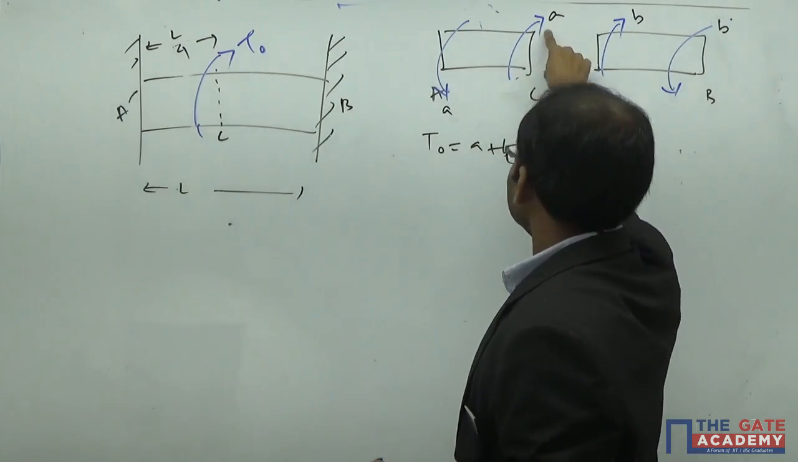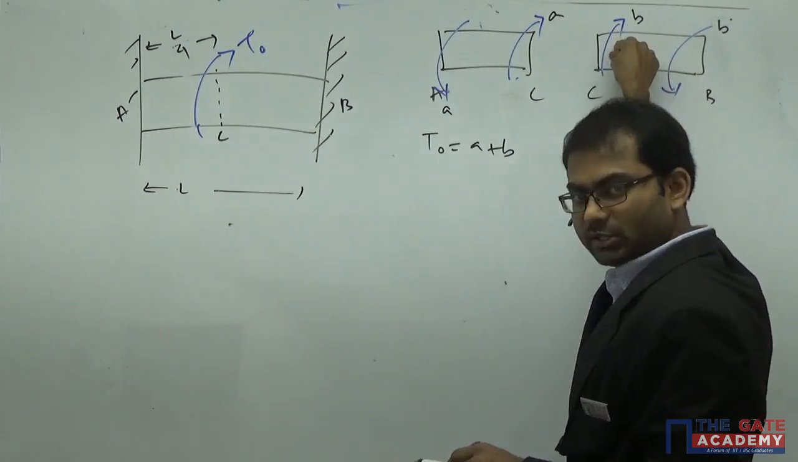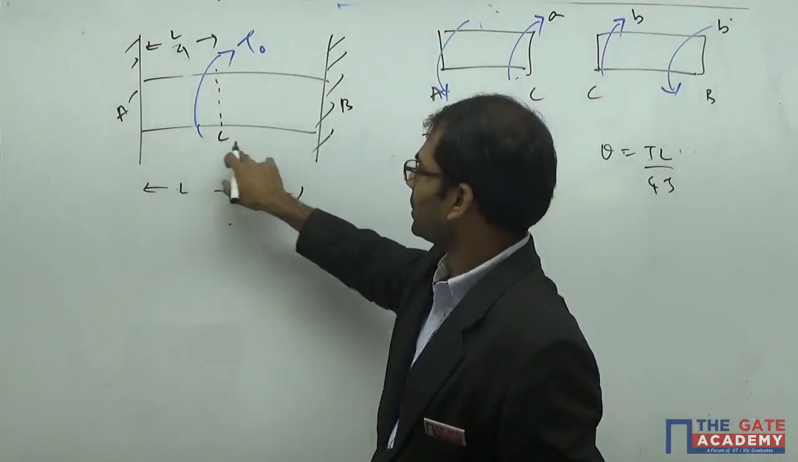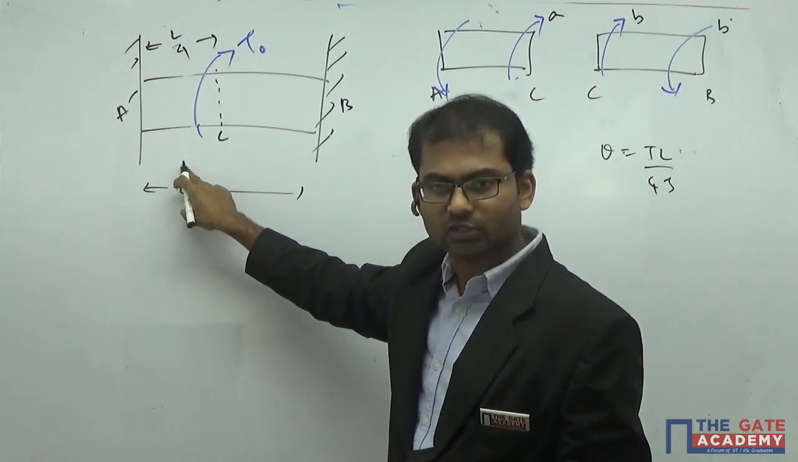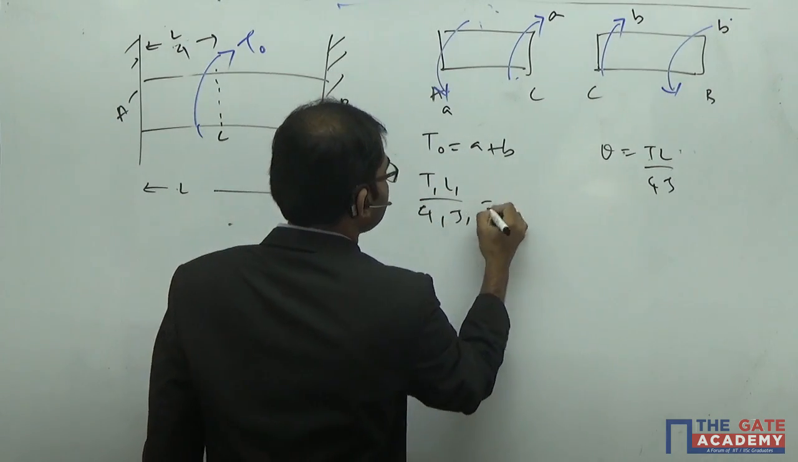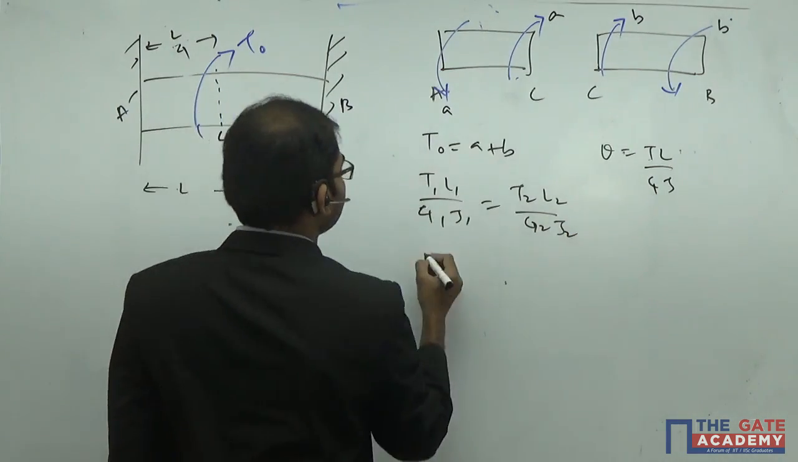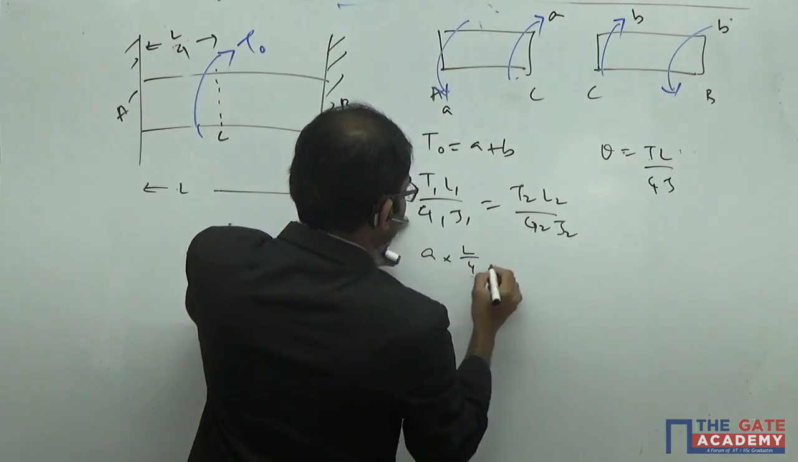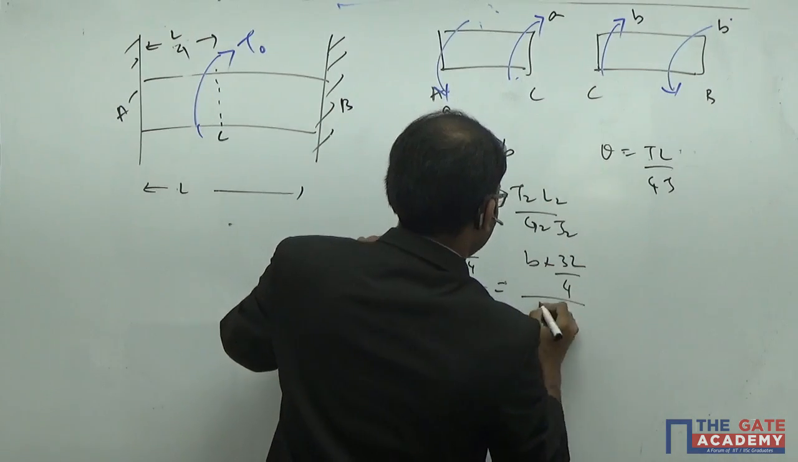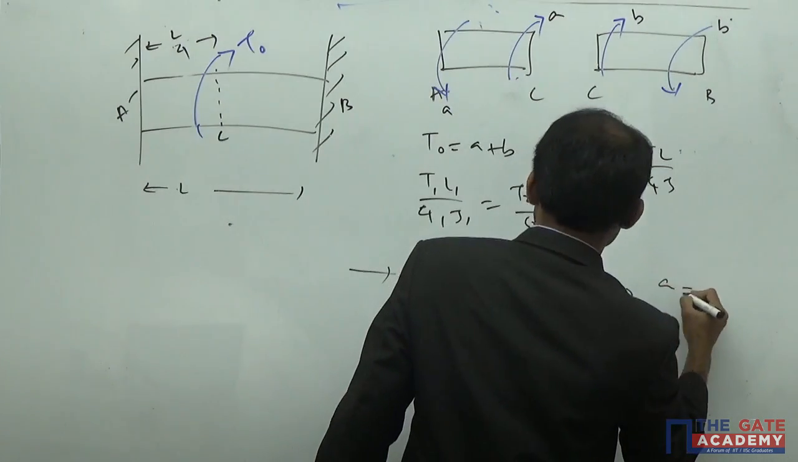Okay, and the angle of twist because of torque A on section AB will be the same on section BC also. We have the formula theta is equal to TL by G into J. As G and J are both the same throughout the shaft, we take only T into L. So T1 L1 by G1 J1 is equal to T2 L2 by G2 J2. Here T1 is equal to A, length L1 is equal to L by 4, and T2 is equal to B with length 3L by 4. If you simplify this, you get the relation A is equal to 3B.